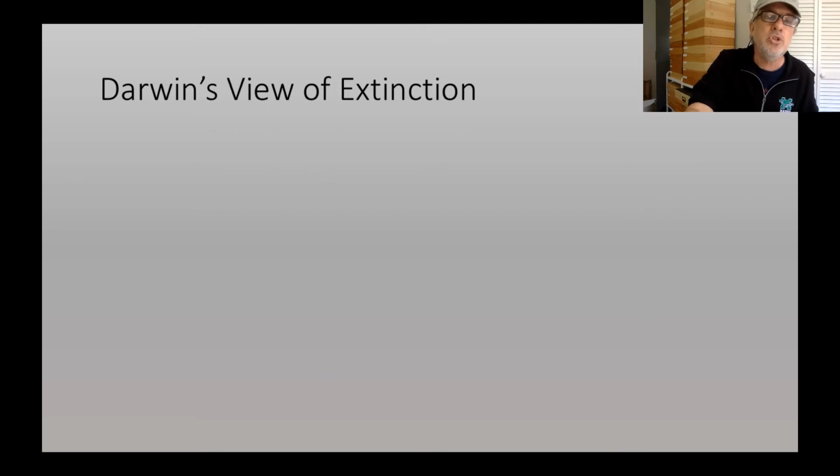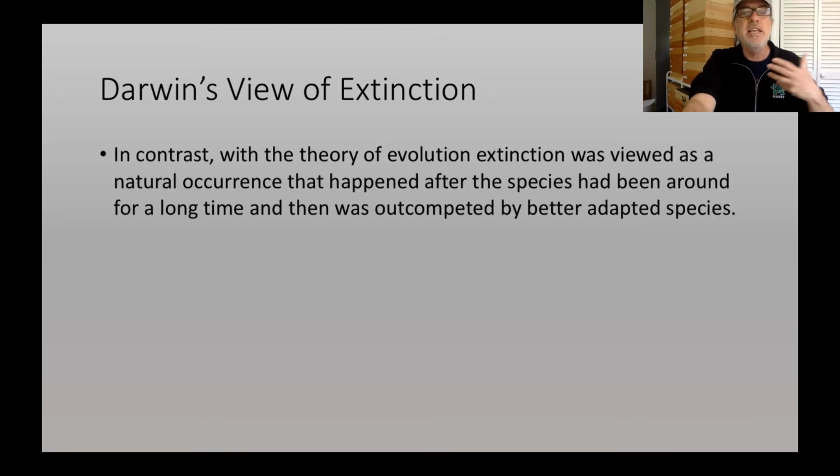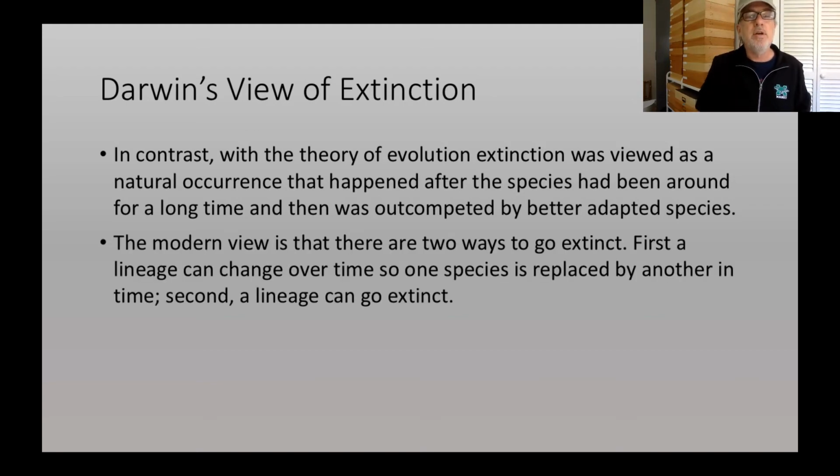Darwin, with his view of evolution, realized that extinction was a necessary part of evolution. It was a natural occurrence. And it happened for Darwin after a species had been around for a long time and then was outcompeted by better adapted species. We now know that that's not necessarily true. The modern view is that there are two ways to go extinct. First, a lineage can change over time, so one species is replaced by another in time, and that older species is now said to be extinct, but the lineage survives. Secondly, a lineage, a separate evolutionary lineage, can go extinct.